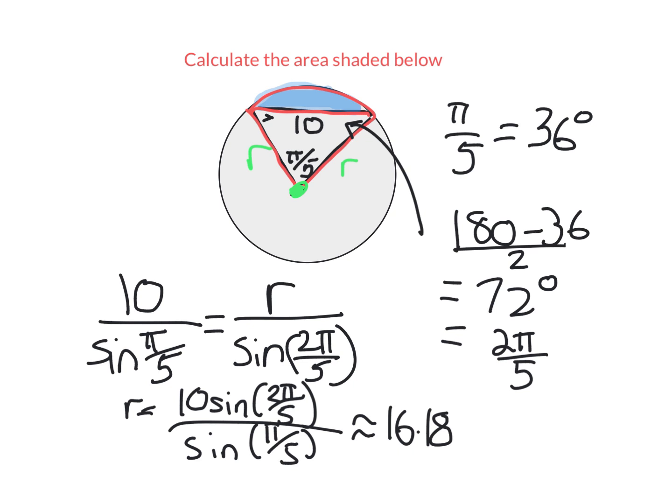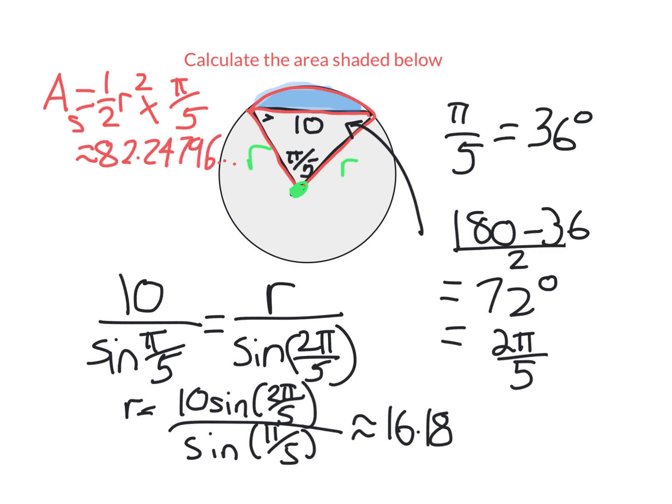So now that we have the radius, we can easily calculate the area of the sector and the area of the triangle. So I'll just call A sub S the area of the sector. So the formula for that is 1/2 r squared times pi on 5. Now, because r is not a nice number here, it's just approximately 16.18, in my calculator I'm going to go 1/2 times answer squared times pi on 5. I don't want to round this if I'm going to use it in a subsequent calculation. So the answer we get here, about 82.24796. I'm going to use a few decimal places because I need to use this in another calculation.